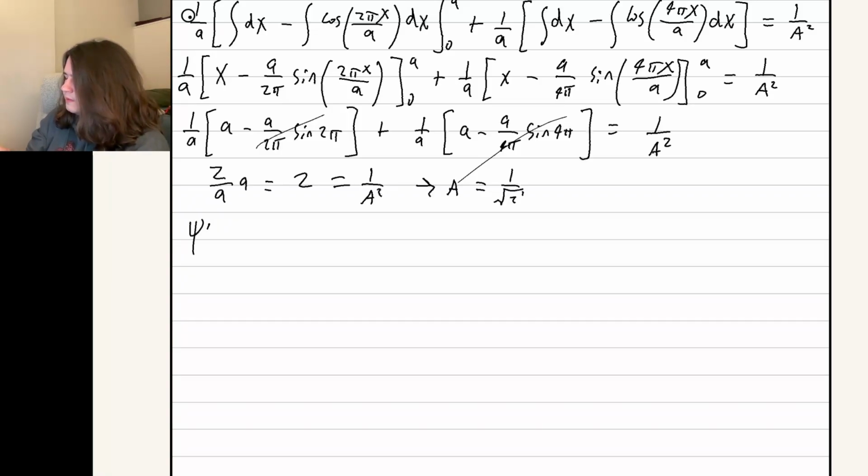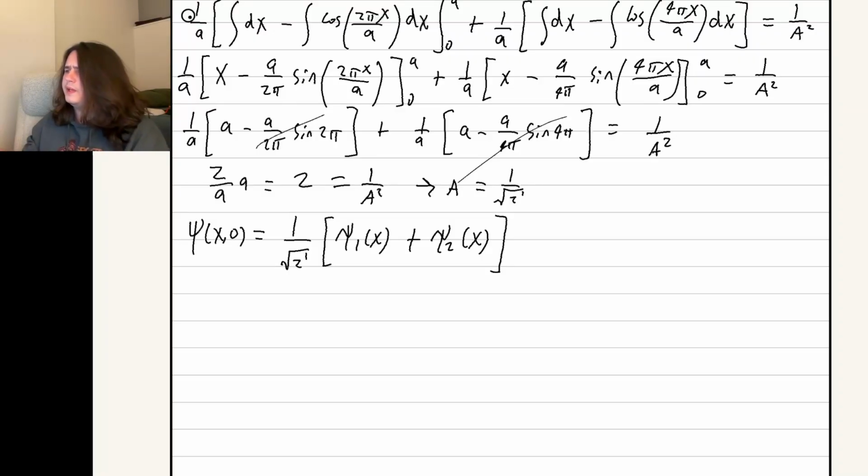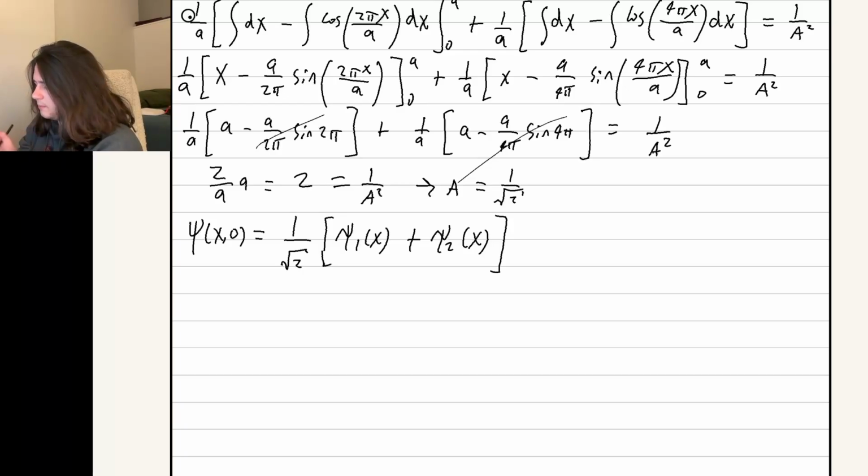I'll write it again. Capital psi of x and 0 is 1 over root 2 times psi 1 of x plus psi 2 of x. Then it asks us to find what the time dependent form of this actually is, which we're going to need for the next bit. So, not a silly step by any means.